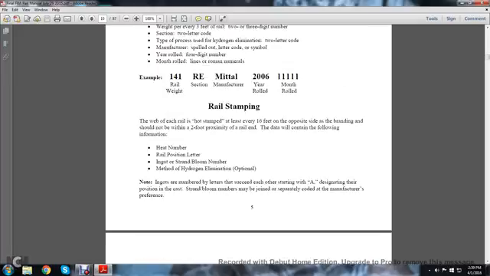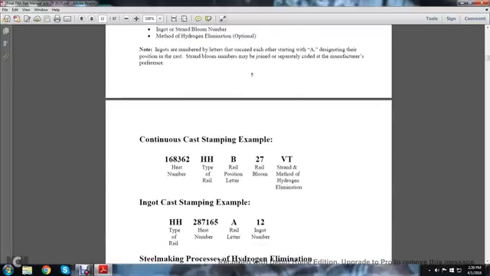Rail stamping. The web of each rail is hot stamped at least every 16 feet on the opposite side of the branding, and should not be within 2 feet of the rail end. The data will contain the following information: the heat number, the rail position letter, the ingot, strand, and bloom number, and the method of hydrogen elimination, which is optional. Note, ingots are numbered by letters that succeed each other starting with A, designating the position in the casting. Strand and bloom numbers may be joined and separately coded per manufacturer preference.